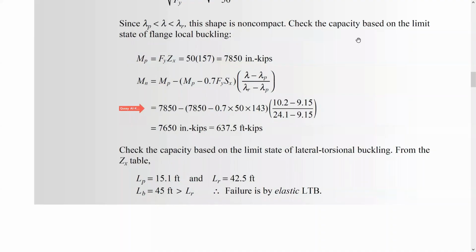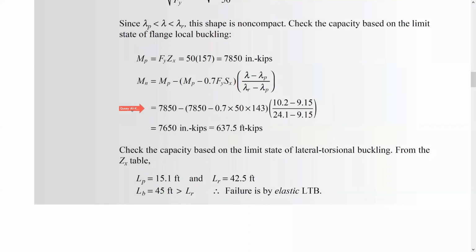Okay, so right now let's do lateral torsional buckling, LTB. We did flange local buckling, and here is lateral torsional buckling. So first, we need to check which lateral torsional buckling controls, elastic or inelastic. Here we need to get Lp and Lr from the Zx table, which is Table 3.2. I did that last time, and I'll show you right now how to do it.